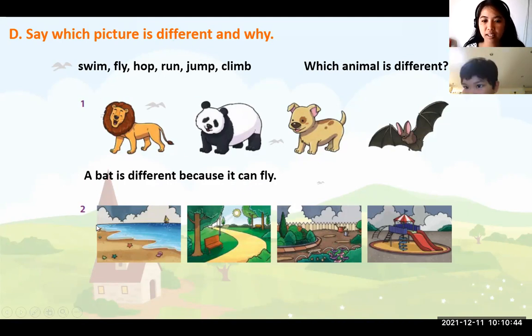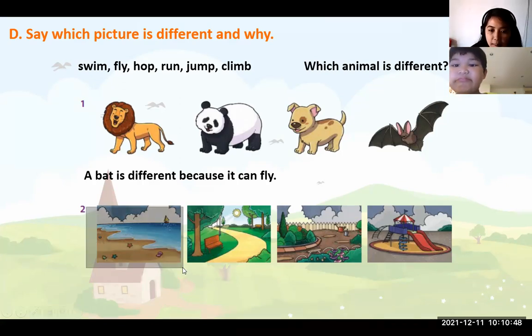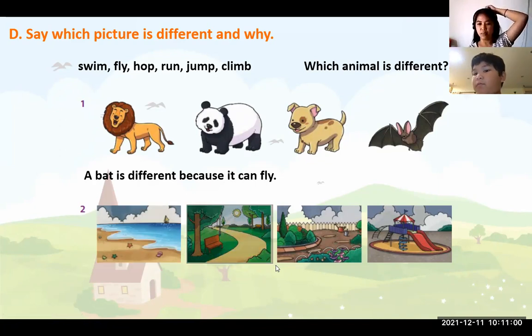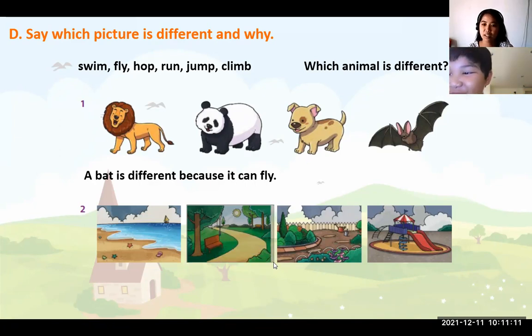Okay, so how about the pictures in number two? Kindly look at this one. What is this? A big wave beach. Yes. What is the weather in this picture? Cloudy. Very good. So how about this one? What is this? The park. Yes. What's the weather there? The park and the bark. Yes. What's the weather in the park?